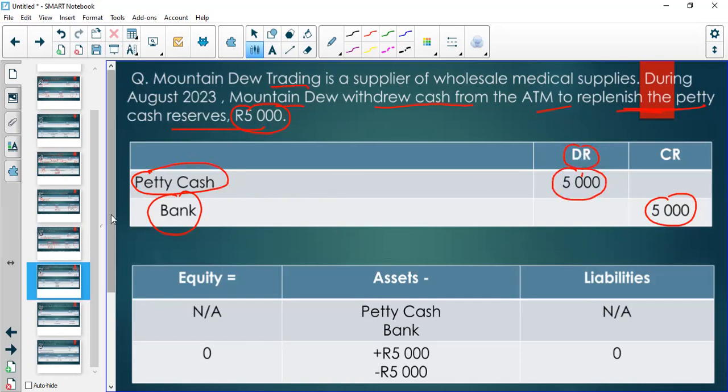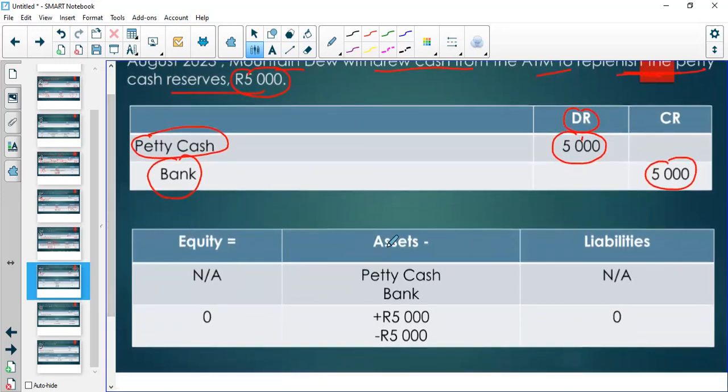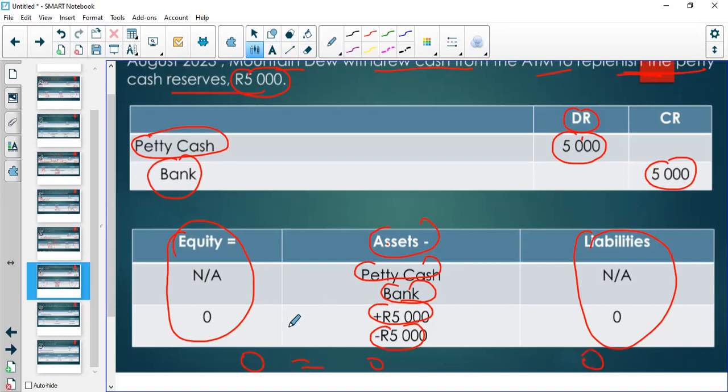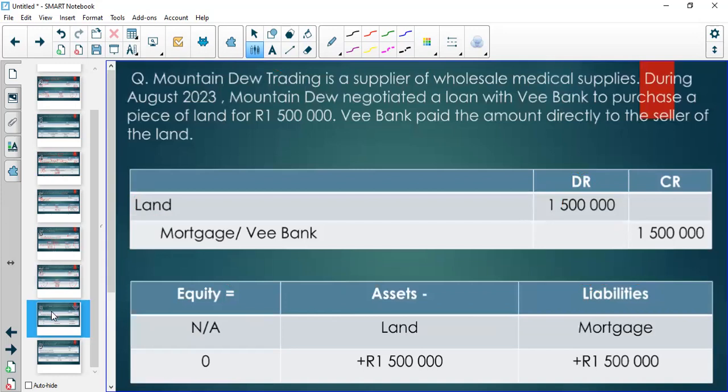Now petty cash and the bank are both assets. So this is not going to affect equity. This is not going to affect liabilities, but it's going to affect assets. So petty cash has increased by 5,000. Then the bank account has decreased by 5,000. So the net effect is going to be equal to 0. The net effect on equity, 0. Net effect on assets, 0. Liabilities, 0. All right. So I think that's very easy and enjoyable.